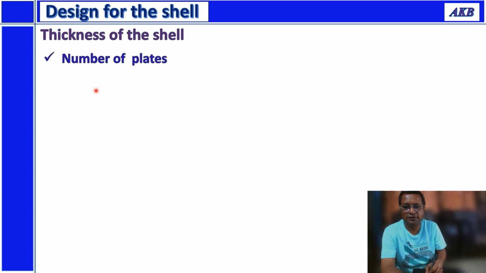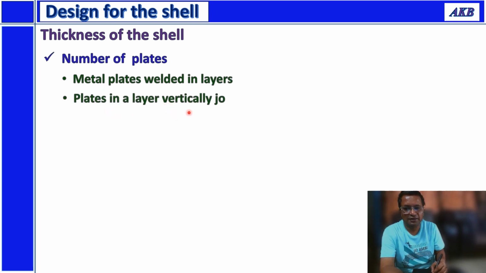Now next we will find the number of plates. By number of plates I mean we are going to find out the number of plates in one layer, where different layers are used for constructing the shell. So the task is to find out the number of plates in a single layer. Metal plates are welded in layers. Plates in a layer are vertically joined by butt weld joints.